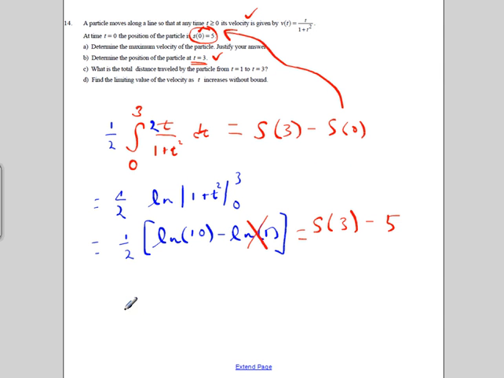Therefore, solving for s of 3, our position at time 3, equals ln of 10 over 2 plus 5. Now, that doesn't look totally satisfying as an answer, but this is actually as exact of an answer as you can get. Cool.